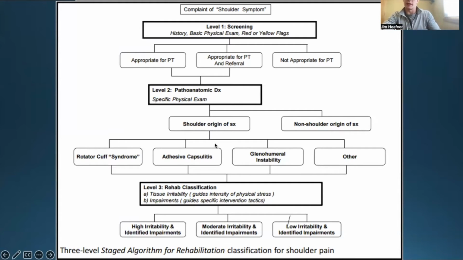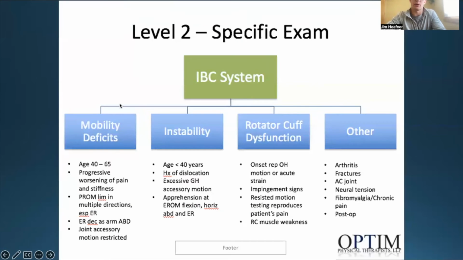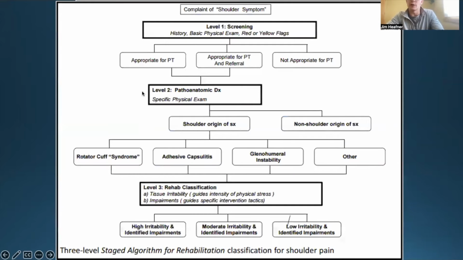After we figure out what's the origin of symptoms, then we need to get into our rehab classification, which is how irritable is this person coming in? And that's going to help direct what interventions we do. We look at that as highly irritable, moderate irritability, or low irritability. So let's go back to this level 2 classification here.